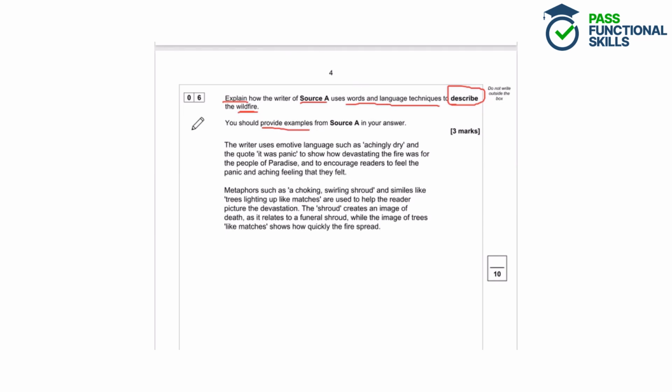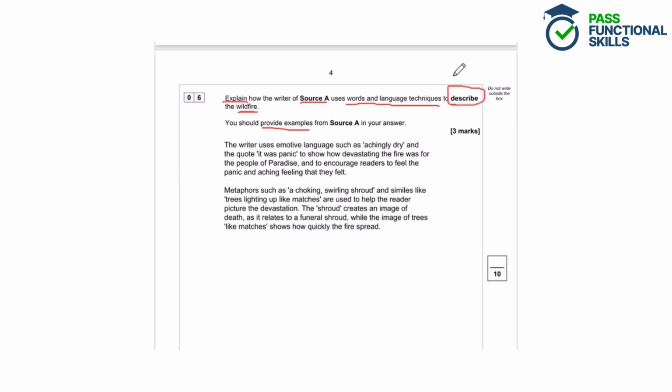So, the student has written that the writer uses emotive language such as "achingly dry" and the quote, "It was panic," to show how devastating the fire was for the people of Paradise, and to encourage readers to feel the panic and aching feeling that they felt. Metaphors such as "a choking, swirling shroud" and similes like "trees lighting up like matches" are used to help the reader picture the devastation. The shroud creates an image of death as it relates to a funeral shroud, while the image of trees like matches shows how quickly the fire spread.